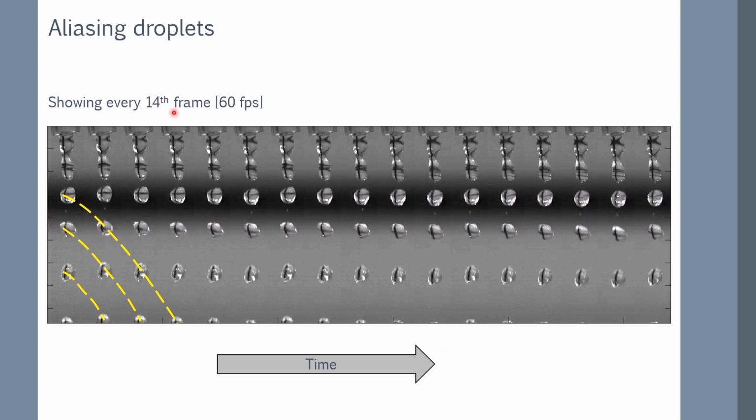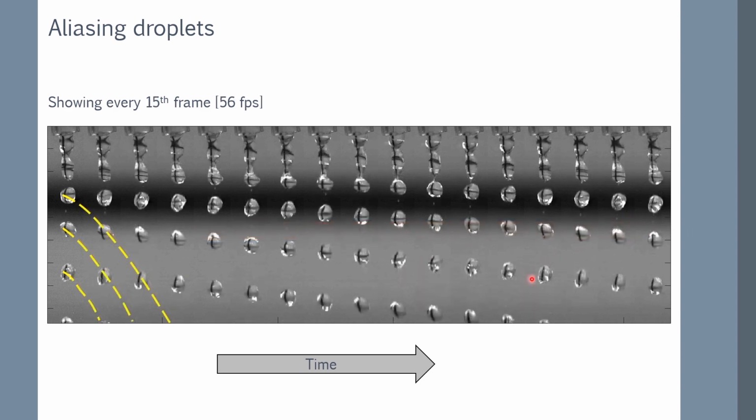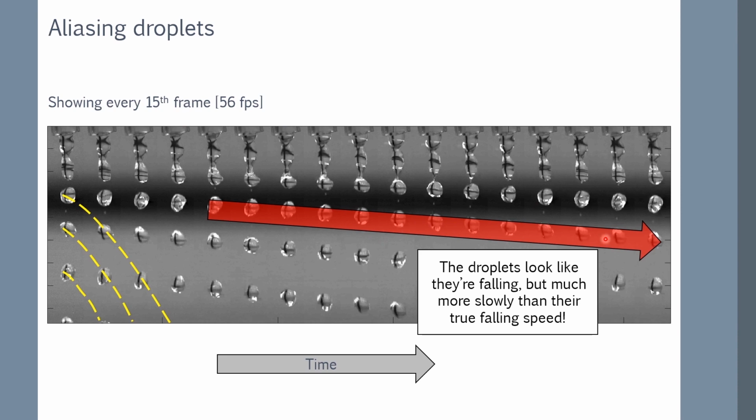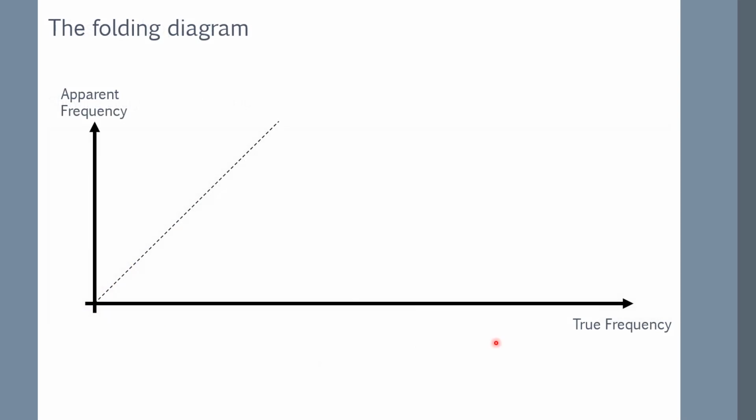Okay, so now I'm showing every 14th frame, and this basically ends up matching exactly the rate of generation of droplets, which means that now the droplets look like they're not moving. And this is a very interesting effect. And if we show every 15th frame, which means that we're lowering the frequency even further, we now have this effect where the droplets look like they're falling in slow motion. So that's very cool. Now let's try to mathematically describe what's actually going on.